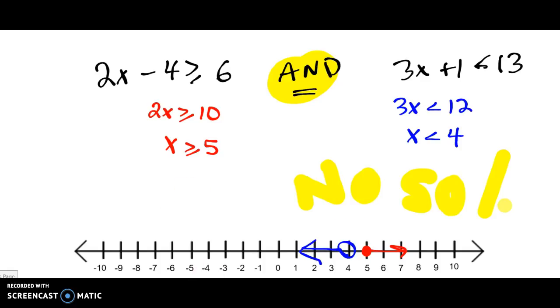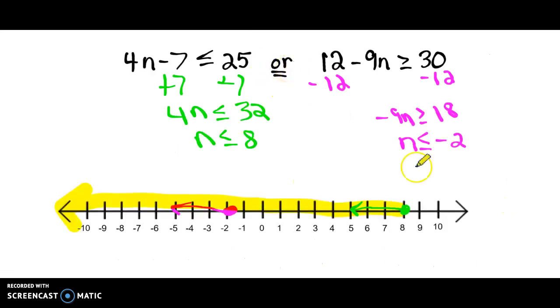Or if there is an overlap for an or statement, you want to make it really clear that you know that it's both of those regions.